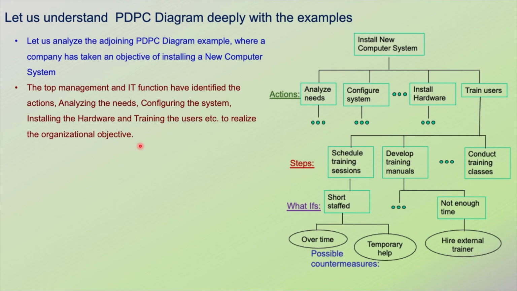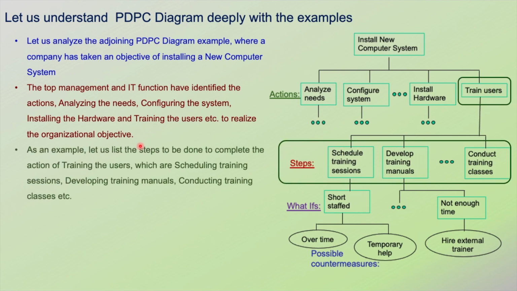Now, let us see typically the next step of each action. As an example, let us list the steps to be done to complete the action of training the users. So, we are considering this action of training the users. What are all the steps? Scheduling training sessions, developing training manuals, and conducting training classes, etc. These are all the steps.